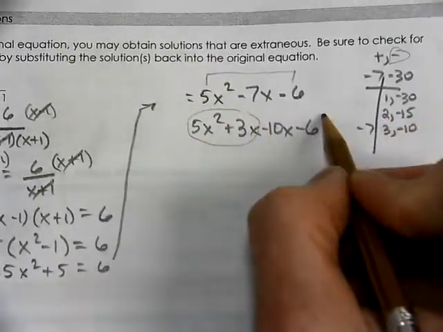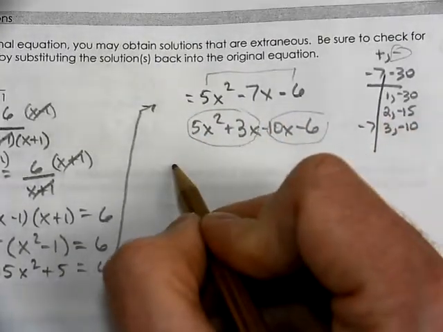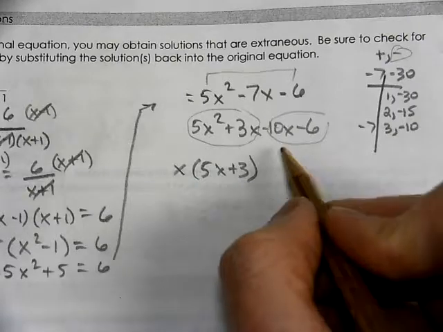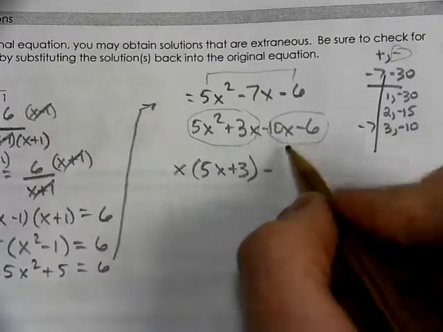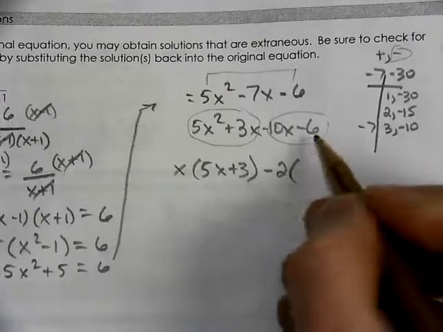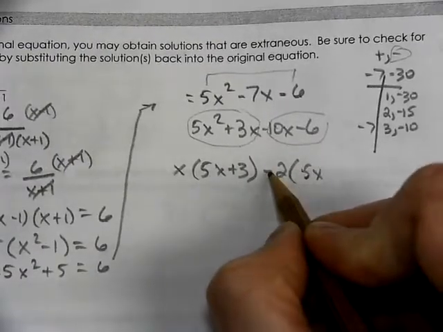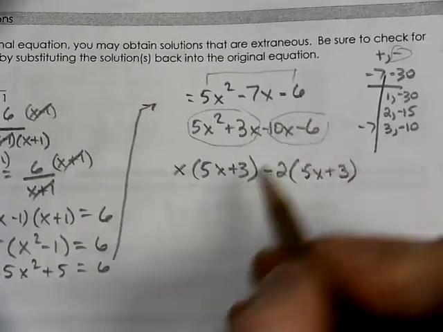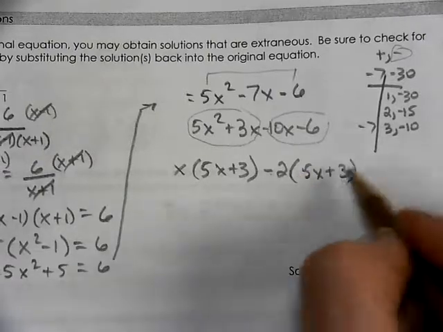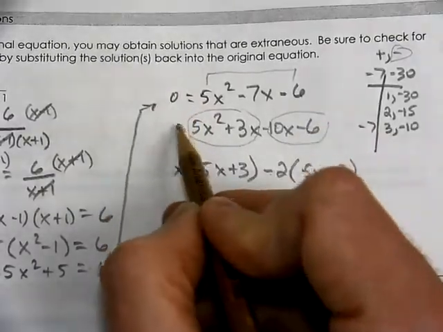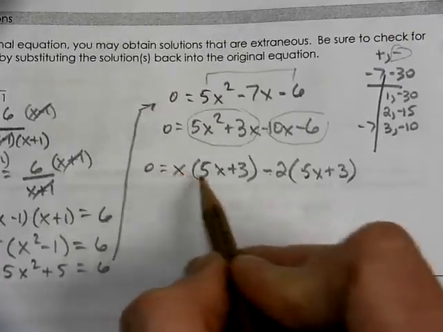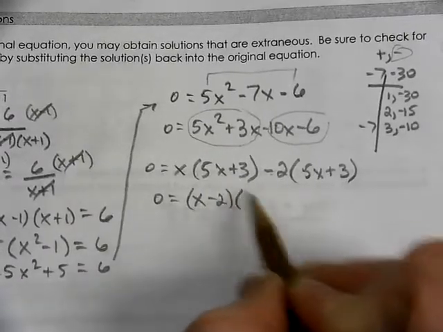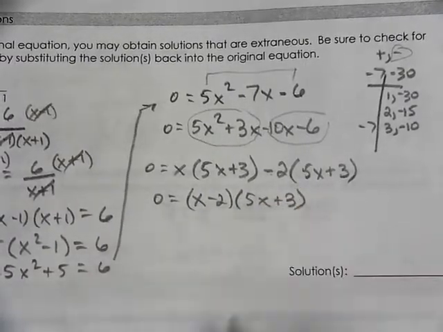This is called factor by grouping. Using the box is another option that you could have. Factor out what you can out of that group, bring down your sign, factor what you can out of this box. A negative 2 times a positive 3 gives you a negative 6. What's inside the parentheses has to be exactly the same. So this still equals 0, by the way. So we're left with x minus 2 and a 5x positive 3.